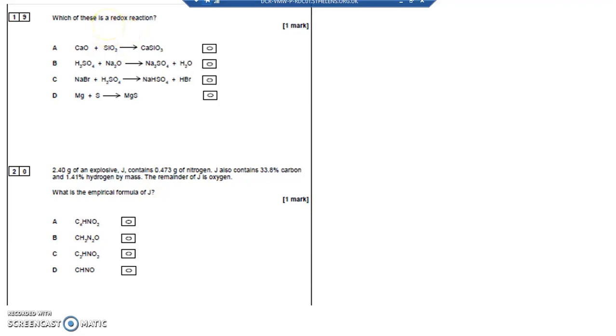Question 19. Which of these is a redox reaction, so it has reduction and oxidation? So you've got to look for the obvious answer. The obvious answer is D.